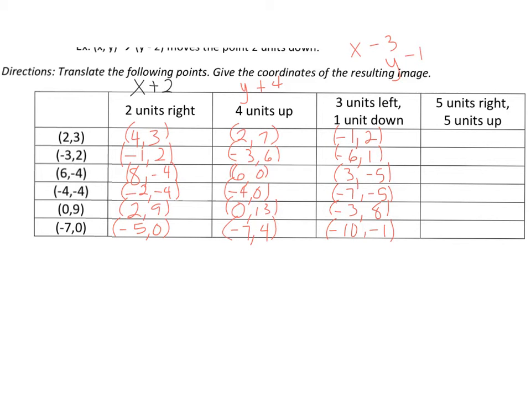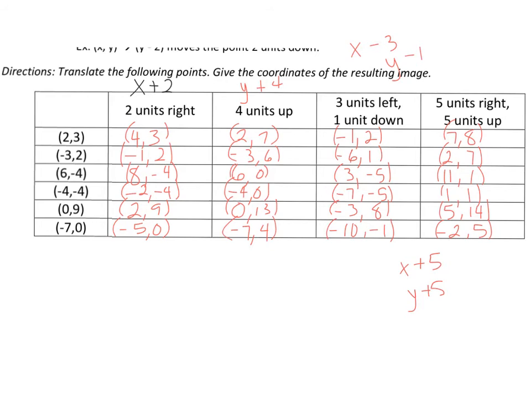Our last one, 5 units to the right, that means with the x we're going to add 5. And 5 units up means we're going to add 5 to the y also. So 2 plus 5 is 7. 3 plus 5 is 8. Negative 3 plus 5 is 2. 2 plus 5 is 7. 6 plus 5 is 11. Negative 4 plus 5 is 1. Negative 4 plus 5 is 1. 0 plus 5 is 5. 9 plus 5 is 14. Negative 7 plus 5 is negative 2. 0 plus 5 is 5. Alright, that does it for the first section.